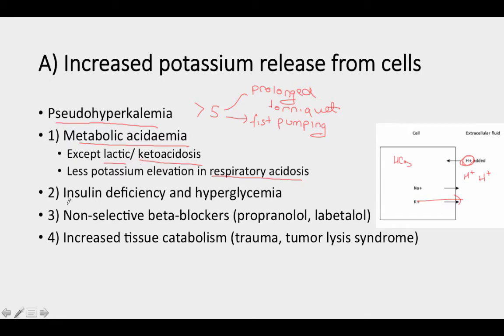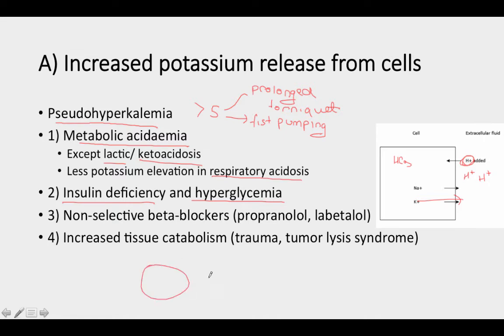The next one is if you have an insulin deficiency. Now, we remember the sodium-potassium ATPase pump that drives potassium intracellularly works because of insulin. So if you have an insulin deficiency, that's not going to work. Hyperglycemia can be related to insulin deficiency, but on its own, it's got its own little reasons why it leads to hyperkalemia. Let me show you why.